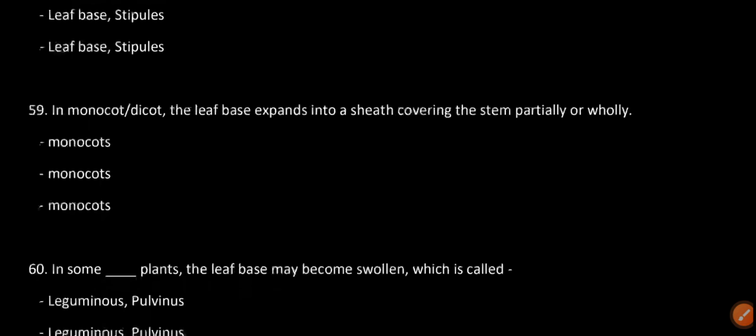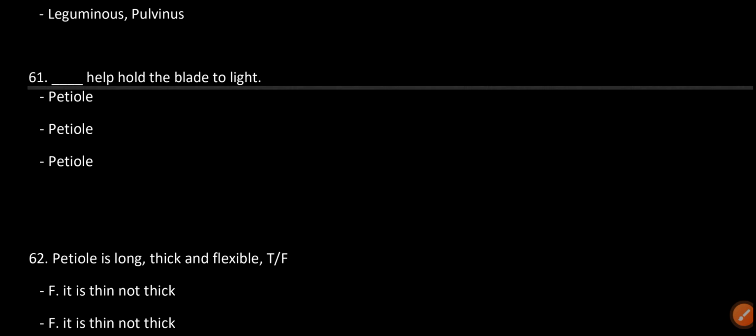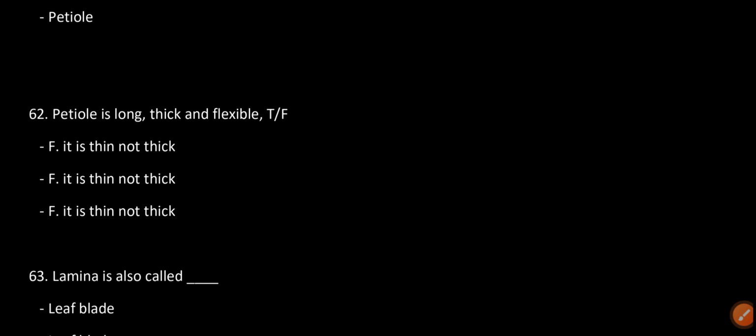In monocots, the leaf base expands into a sheath covering the stem partially or wholly. In some leguminous plants, the leaf base may become swollen, which is called pulvinus. Pulvinus helps hold the blade to light. Petiole. The petiole is long, thick, and flexible.